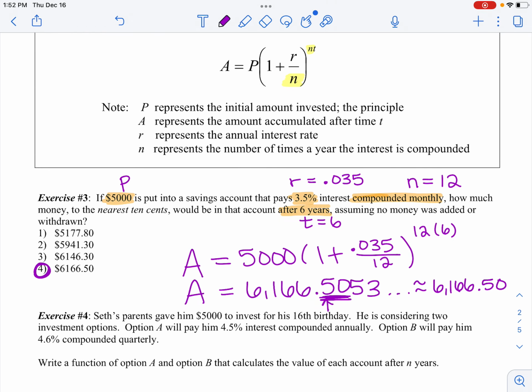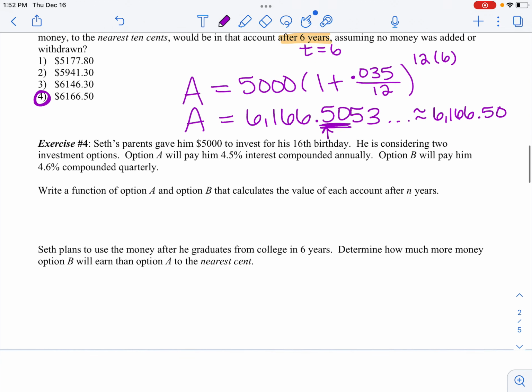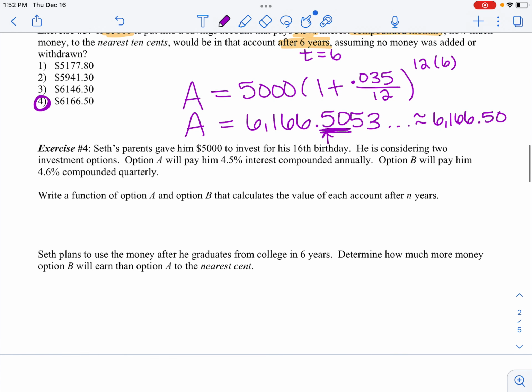Okay, now let's try number 4. So Seth's parents give him $5,000 to invest for his 16th birthday. He's considering 2 investment options. So option A will pay 4.5% interest compounded annually.